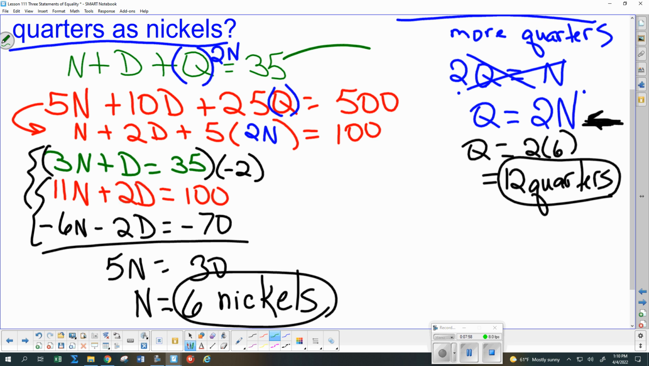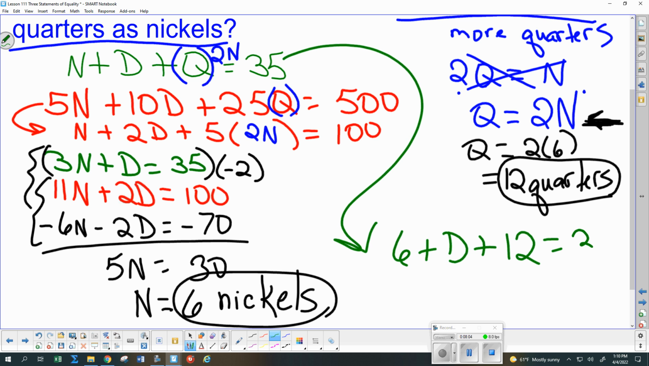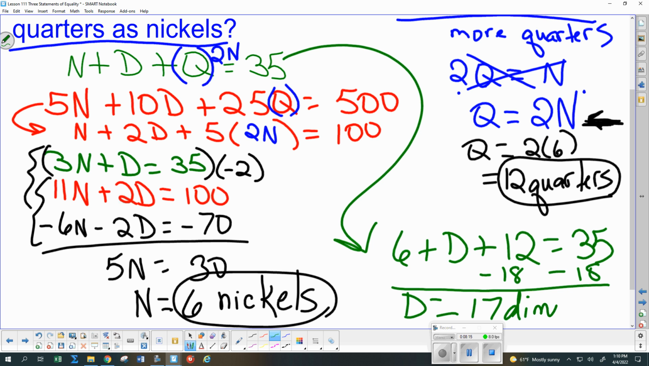Okay, so maybe go back to this very first one. N is 6 plus D plus 12 is 35. 6 and 12 is 18. Subtract that. How many dimes, everybody? So 17 dimes. Everybody good with that one?